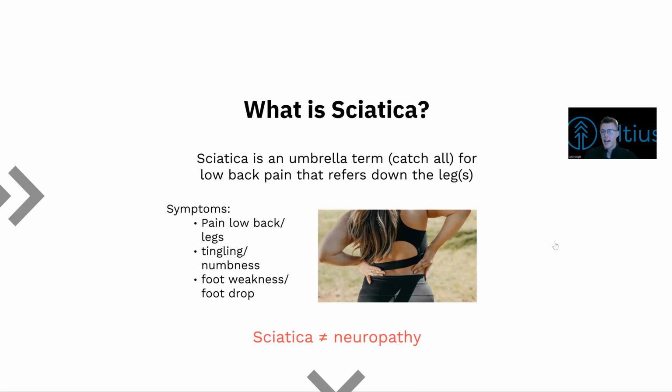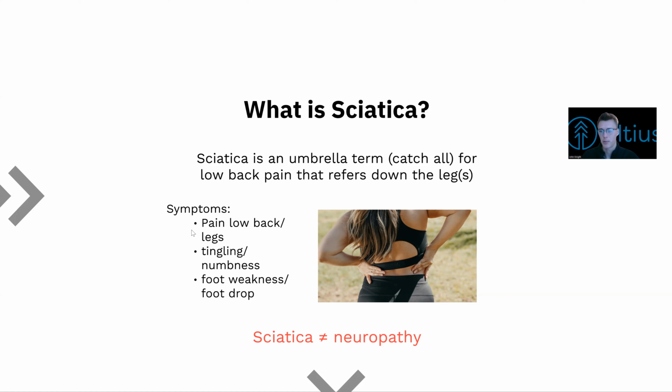So first off, what is sciatica? The term refers more so to the symptom presentation rather than the actual root cause. So this is an umbrella term that is defined as low back pain that then radiates down into the legs as well. It can be caused by a whole list of other things, but the symptom presentation is typically what we refer to when we use the term sciatica.